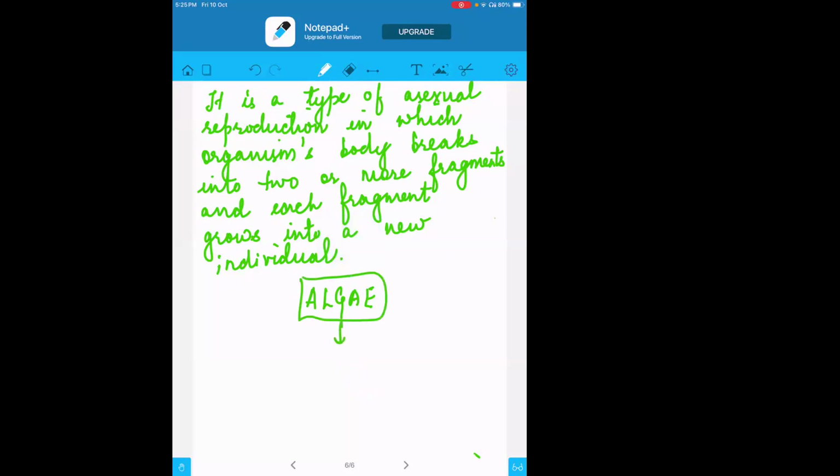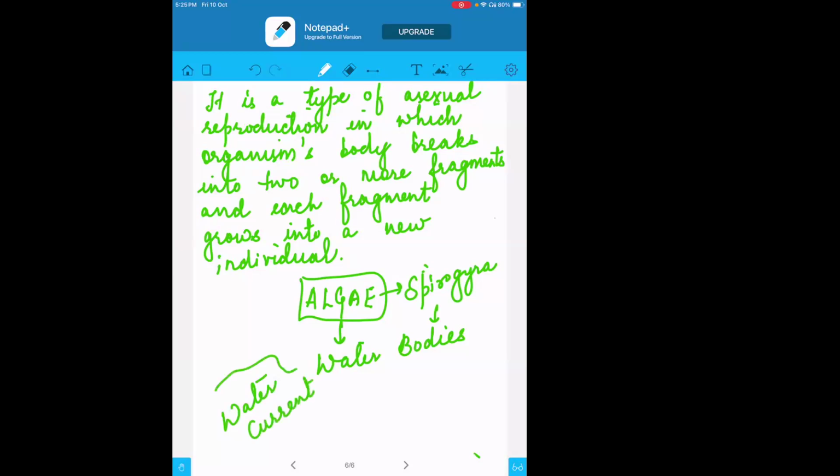These algae, as you have mentioned, are in the water bodies. Now, one example of algae that we are going to learn here is the Spirogyra. This Spirogyra is also present in the water body since it is an alga, right? Now, when they are present in the water bodies, what will be there? The water current will be there. Water current means the flow of the water with pressure, right?